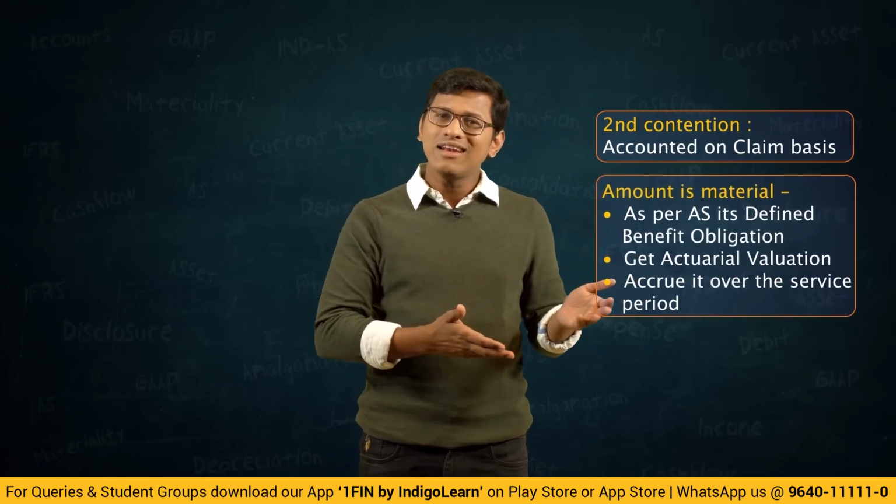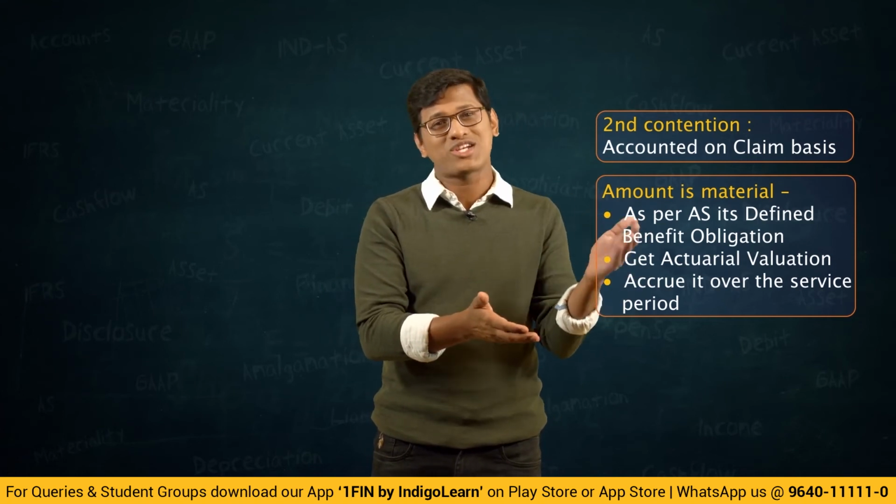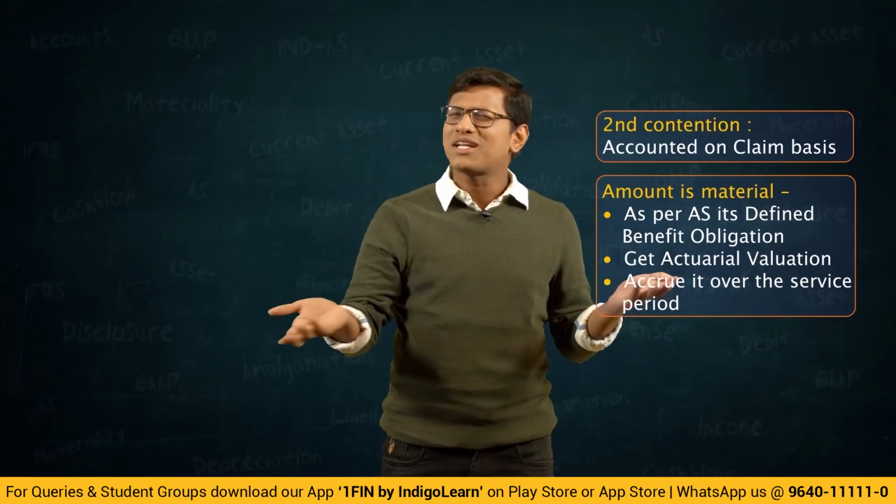Now let us come to the second contention. The company says, I will pay that amount whenever the employees claim. Now friends, this actually falls under defined benefit obligation. If that amount is immaterial, let us for a moment assume it is not of much significance, then paying as you claim or accounting as you claim would be okay. But if that amount is material, then what? The accounting standard says, if that is material, consider it as a defined benefit obligation. You might have to get an actuarial valuation done to ascertain the liability and the corresponding expense. So without that, how will it be correct?